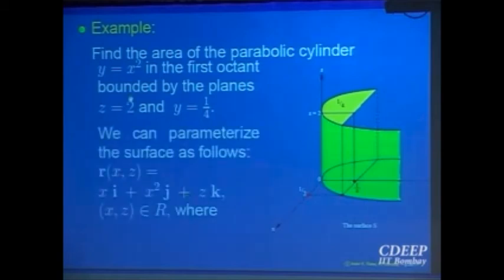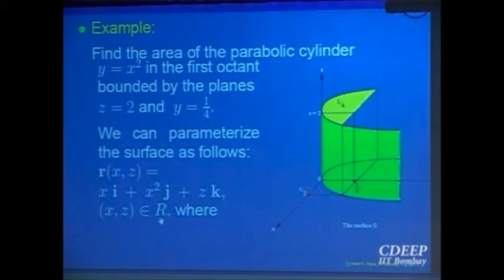The first and foremost thing is to write a parameterization for the surface. So y equal to x square, you can take x as the parameter and represent y in terms of x. Z is free since it is a cylinder. So it is x i, z k, and y equal to x square, which is a parameterization for the parabolic cylinder.